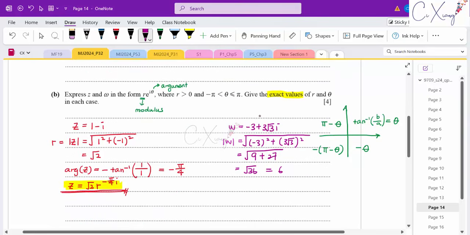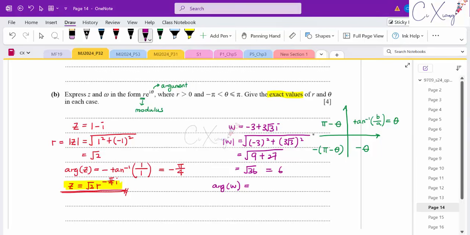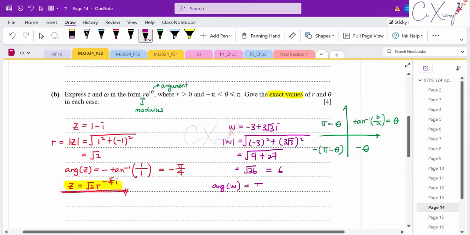Okay, then how about the argument of w? Okay, so for the argument of w, if you look at this original complex number here, negative 3 means the value x is negative, then the value of y is positive. Value x negative, the value y positive, so your complex number is in the second quadrant. So to get the argument in the second quadrant, we have to take pi minus the basic angle, which is tangent inverse b over a again.